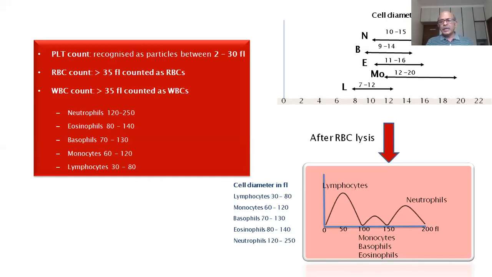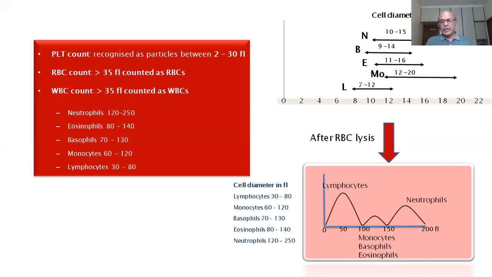Cells which are sized between 100 to 150 femtoliter, all three cell types, that is monocytes, basophils and eosinophils, are counted as this group of cells. And more than 150 femtoliter is counted as a neutrophil.